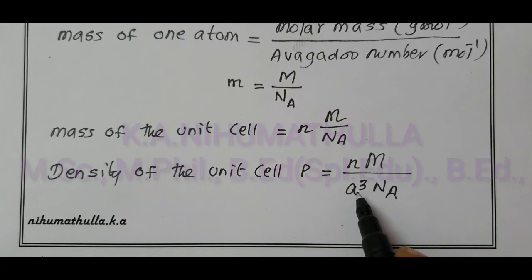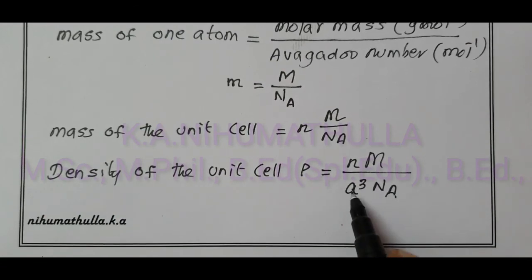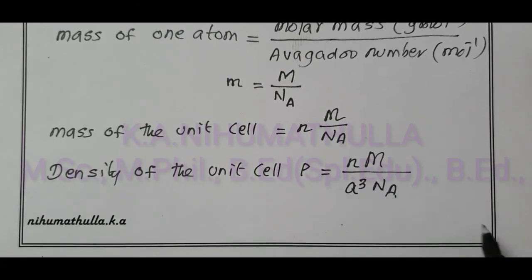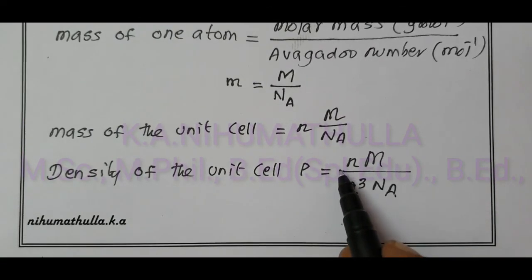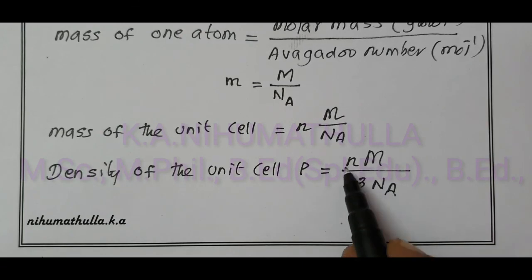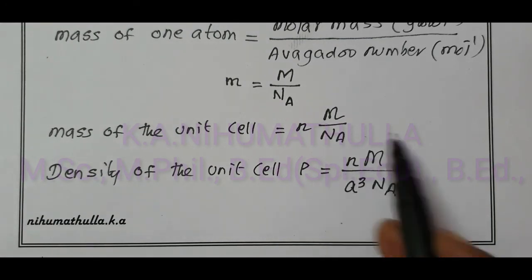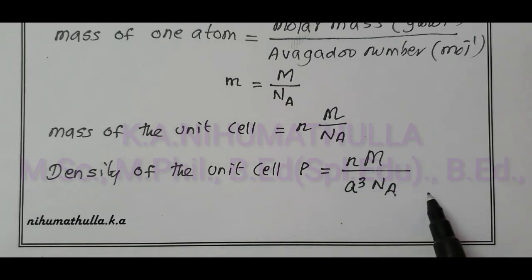a cube is the volume of the unit cell. Remember, in a unit cell all the edge lengths are equal. Na is Avogadro number, M equal to molar mass, n equal to total number of atoms belonging to that unit cell. Total number of atoms for SC simple cubic is 1, body centered cubic is 2 and face centered cubic is 4. Using this formula, in the incoming video we are going to calculate the density of the unit cell in an easy way. I will explain how easily we can calculate the density of the unit cell.